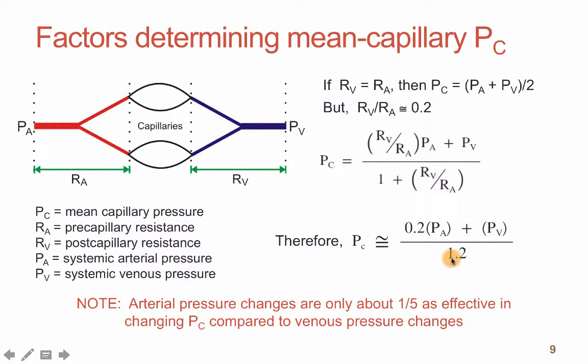And looking at this mathematically, that tells you that a given change in arterial pressure is only about 1/5 as effective in changing the capillary pressure as an equivalent change in venous pressure. So venous pressure is much more important in determining capillary pressure than arterial pressure. Arterial pressure has to change about 5 times more, or to a 5 times greater value than a given change in venous pressure, to exert the same influence on capillary hydrostatic pressure.